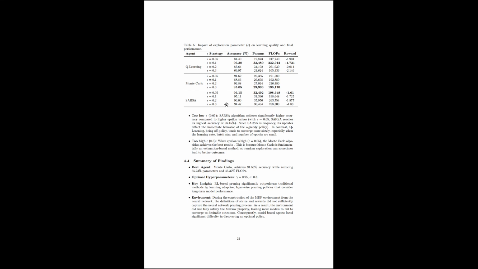Monte Carlo with 95% accuracy seems to have the highest reward, and SARSA is about 0.05. At an exploration rate equal to 0.05, SARSA achieves significantly higher accuracy compared to other epsilon values. And when epsilon is high, Monte Carlo achieves the best result. This is because Monte Carlo is fundamentally an estimation-based method.